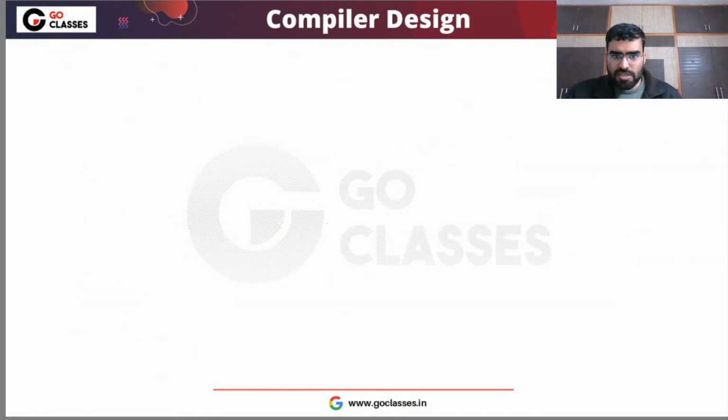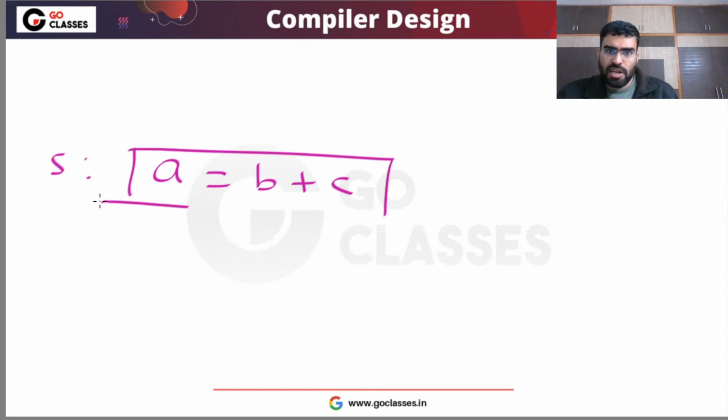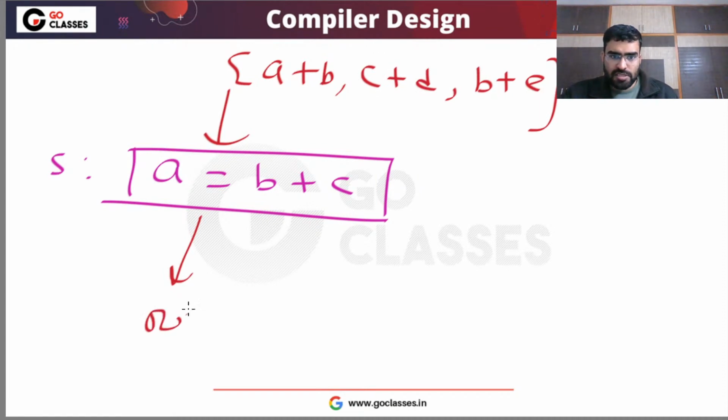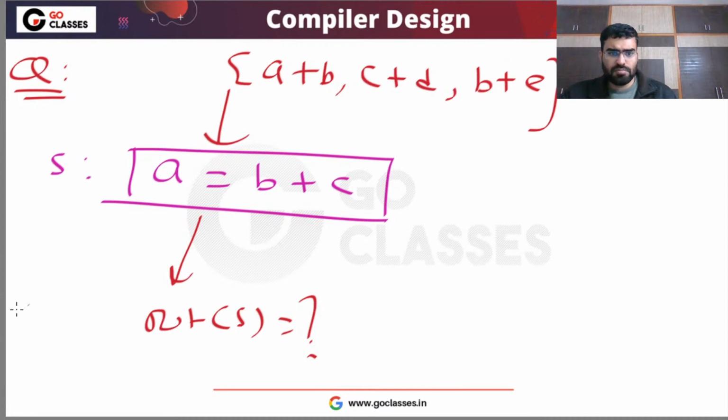So this is the point, generated. Now tell me, what expressions are generated by this and what expressions are killed by this? This is your statement s. Let us assume here you have a plus b, here c plus d is also there, and b plus e is also there. Now tell me, what is out of s? This is my question. Quickly tell me the answer. What is out of s?